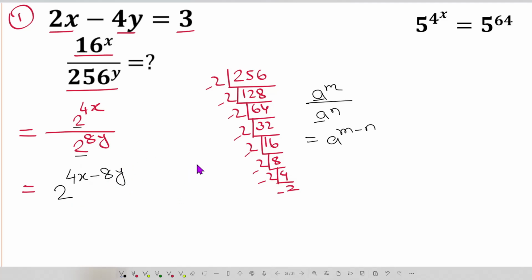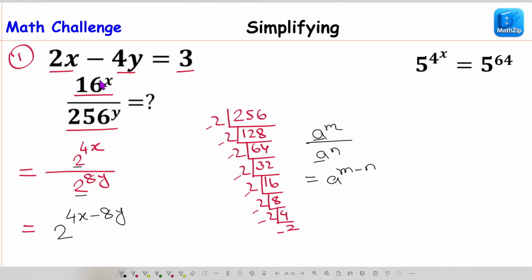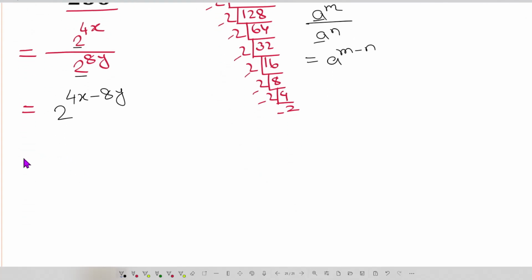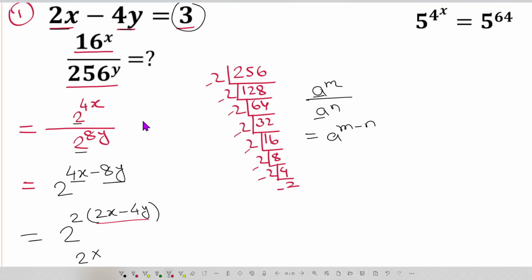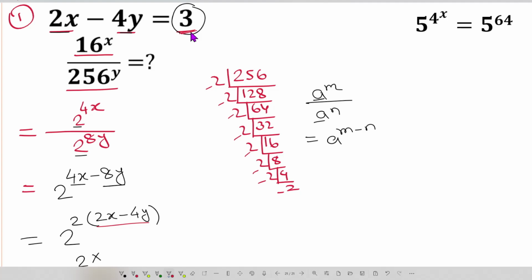So till now we didn't get our achievement, here is 2x minus 4y equals 3. So what can we do? We can write 2 to the power 4x minus 8y, we can take common 2, so here is 2x minus 4y. Now look, 2 to the power 2 times this 2x minus 4y, we can write 3, right?